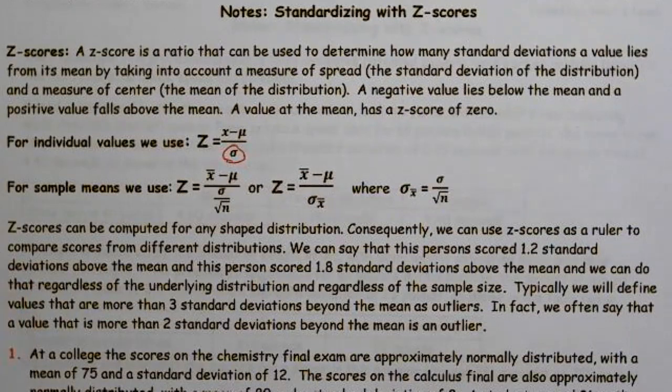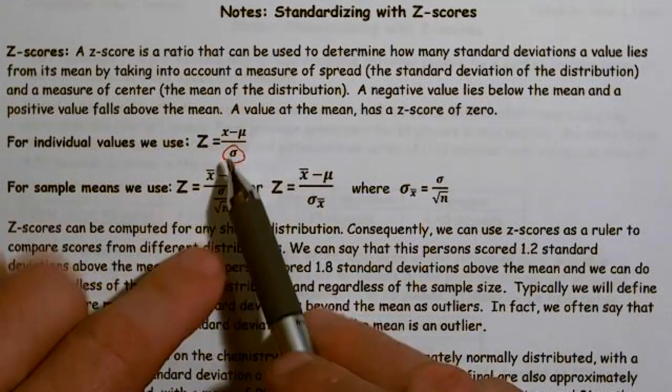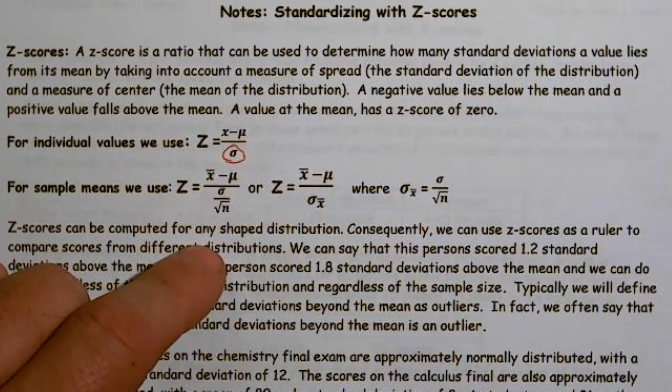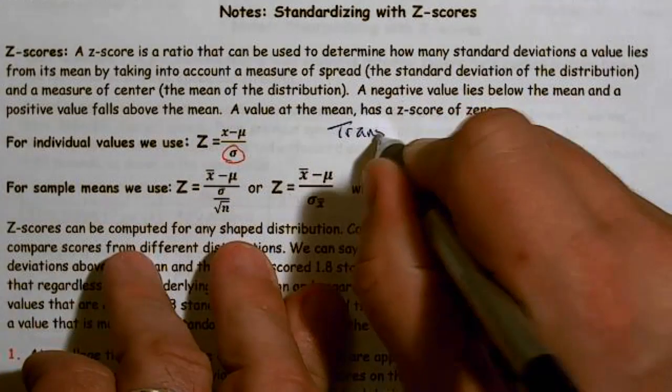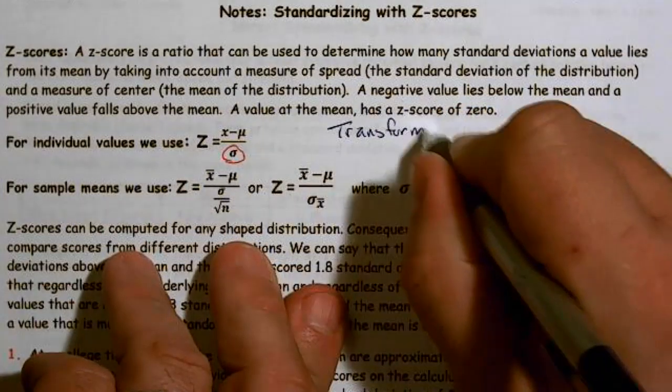If it's a positive z-score, we're this many standard deviations above the mean. If it's a negative z-score, it's this many standard deviations below the mean. One thing I want to tell you about this is if you multiply the values by a constant, the z-score doesn't change. If you add constants, z-scores don't change. So transformations do not change z-scores.